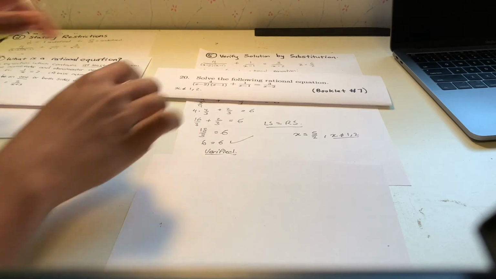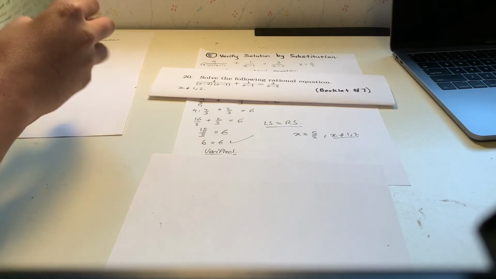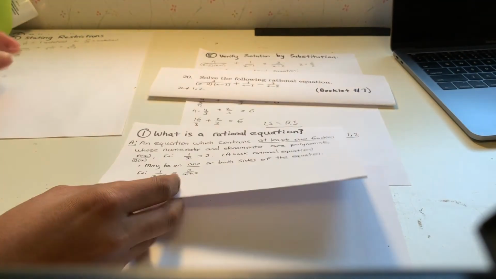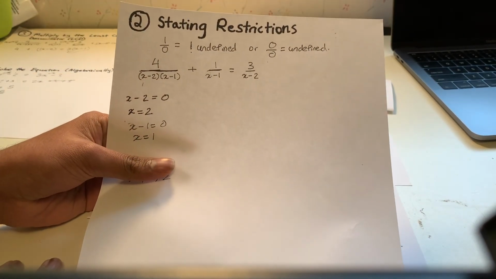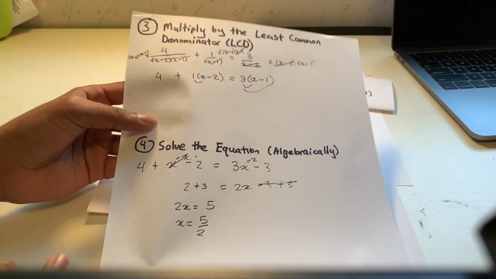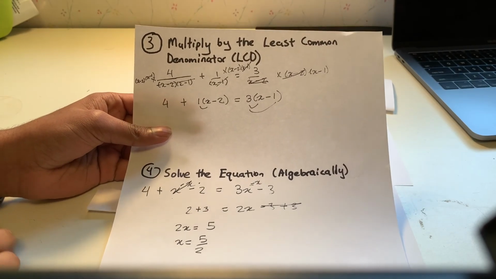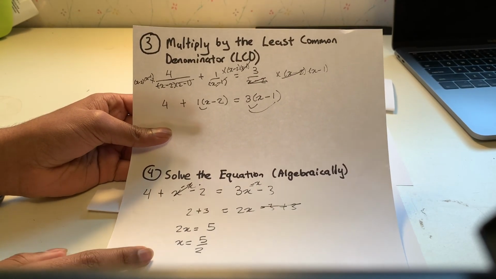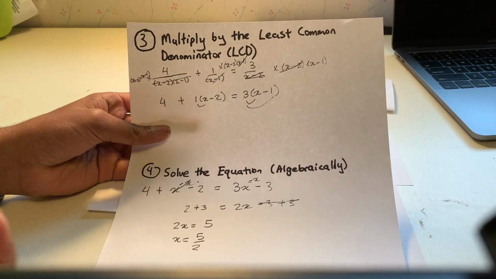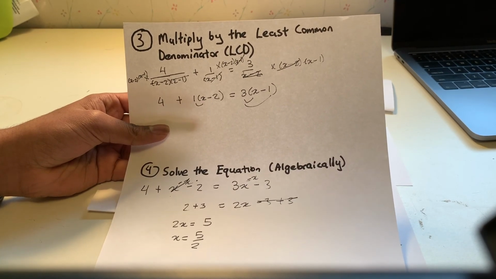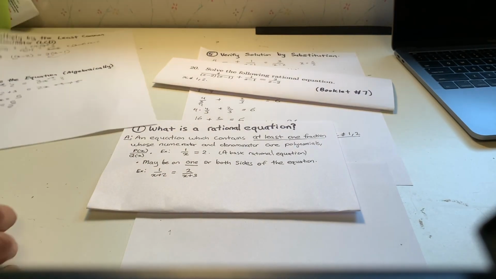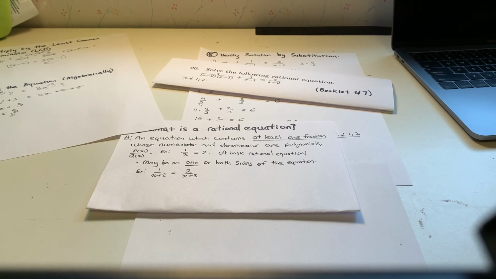So today I explained what a rational equation is. I explained how before starting to solve a problem, we need to state the restrictions for a rational equation. I showed how we multiply by the lowest common denominator in order to solve the equation and get our solution, and explained how we solve algebraically to get a solution for a rational equation. Thank you for listening, and I hope you learned something.